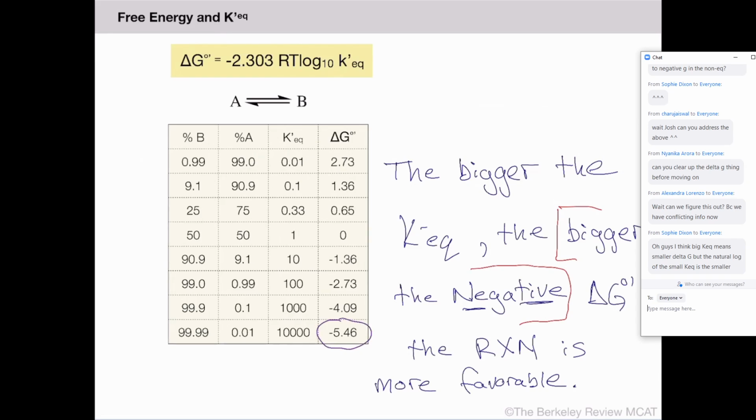Got it, because it's like a positive multiplied by a negative. Yeah, exactly. Okay, cool. You see that?